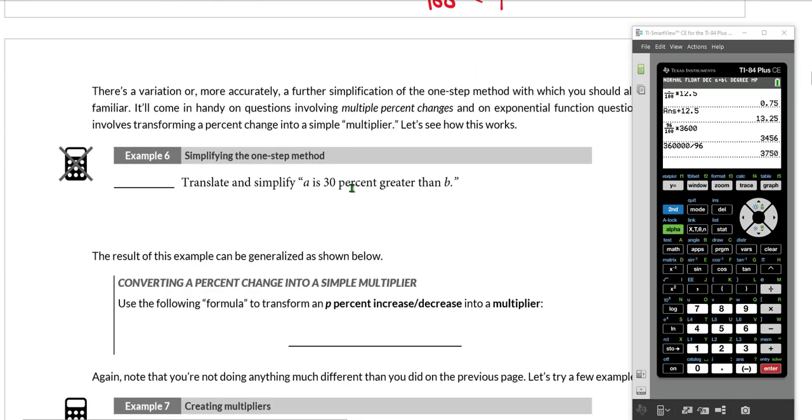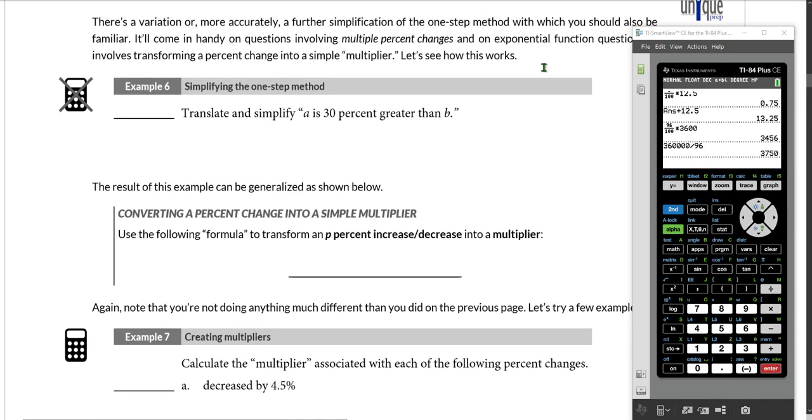At the top of the next page, we are going to talk about an even further simplification of this one-step method. This simplification will become quite handy, quite useful, quite efficient on questions that involve multiple percent changes, where you're increasing by something and then maybe decreasing by something, or even decreasing and then decreasing again. Also on exponential function questions, which we will talk about in a different section of the manual. The simplification here will become really nice and useful on these two types of questions.